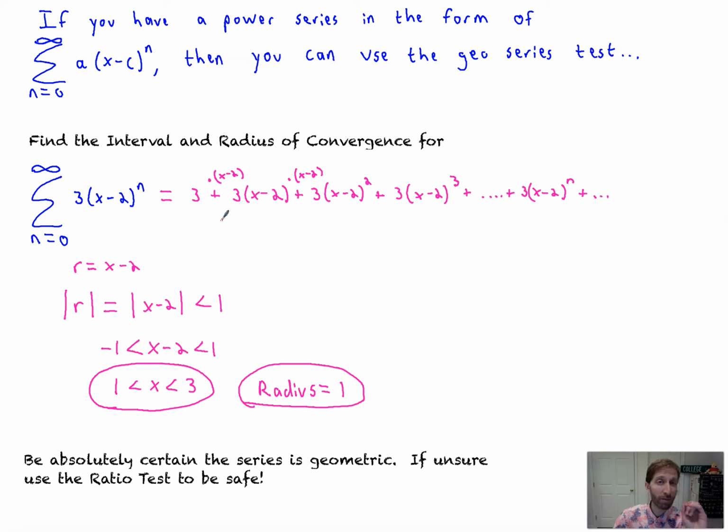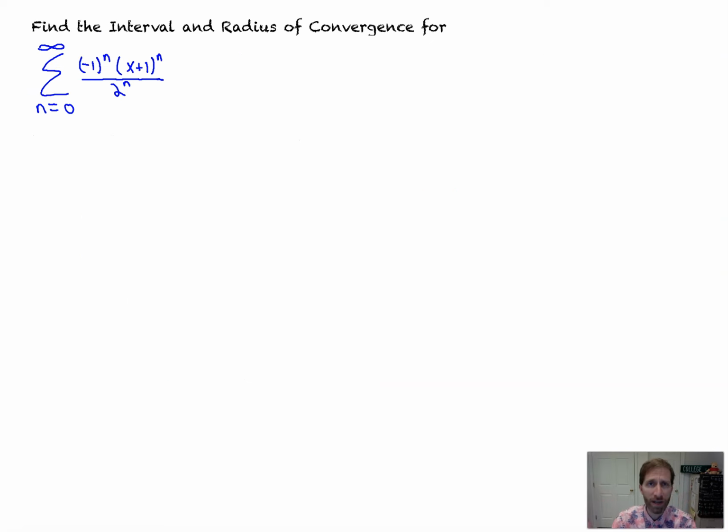I would probably state formally, if I'm taking the BC exam or I have a very formal teacher or professor, the geometric series shows convergence when the common ratio, the absolute value of r, is less than 1. And then you solve. You don't need to test the endpoints since you used the geometric series. Could you have used the ratio test here? Yes, but you would have to test endpoints. So the moral of the story is, when in doubt, use a ratio test. If you know for certain it's geometric, then use the geometric series test.